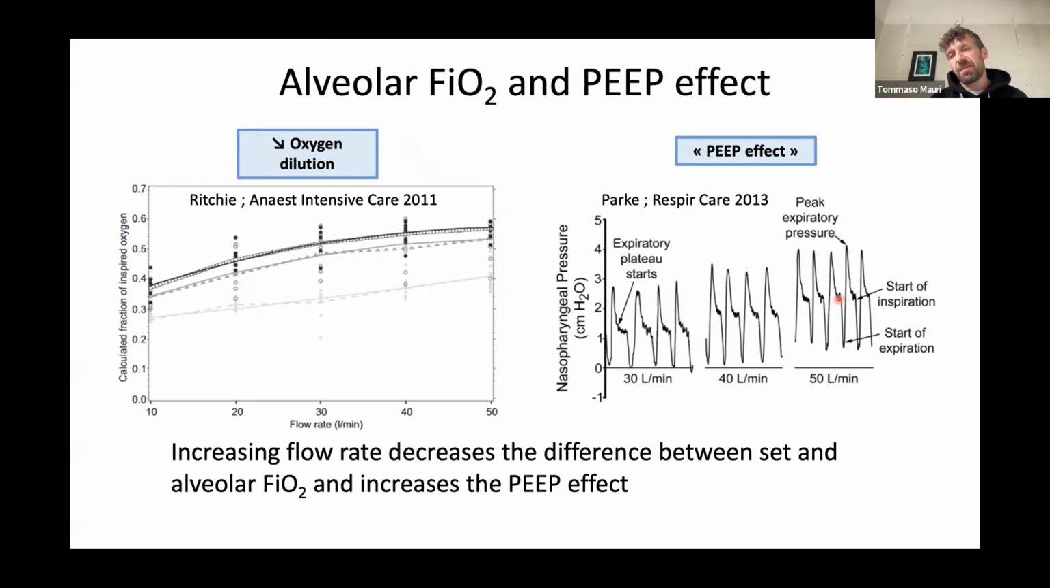And then there is the PEEP effect. PEEP effect, you asked about the range, is low, is around 3-5 centimeters of water. There are data showing that if you go up with the flow, 60, 80, you may arrive at 5-7 centimeters of water, but the comfort of the patient may not be so good. So some PEEP effect, distension of the lungs, recruitment, and improved FiO2.